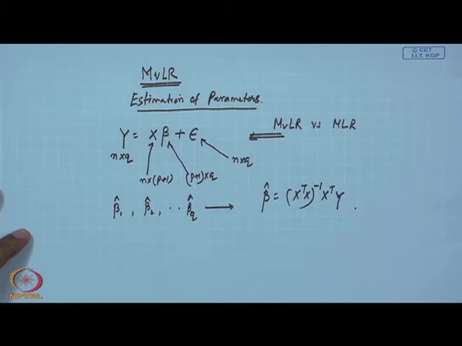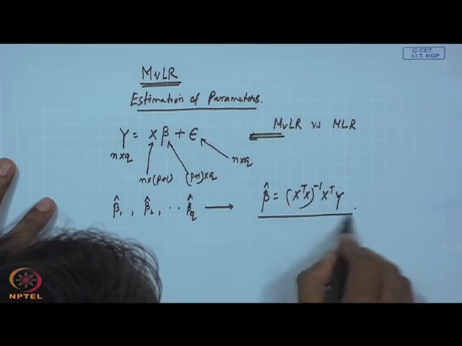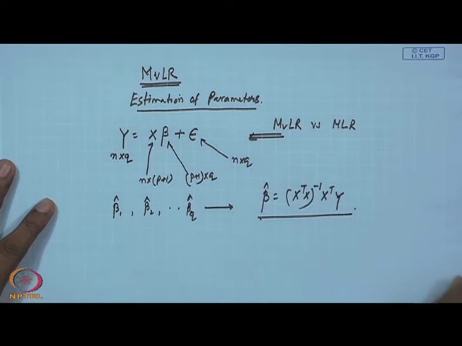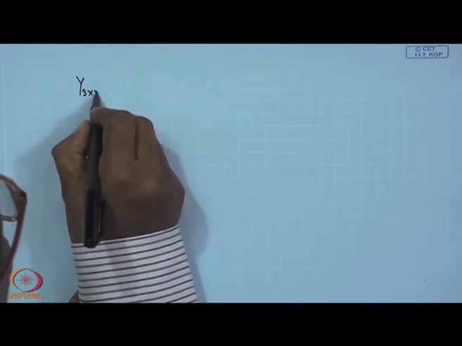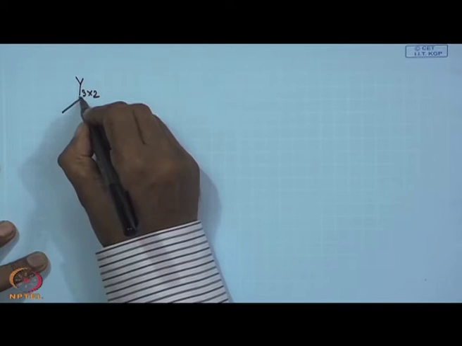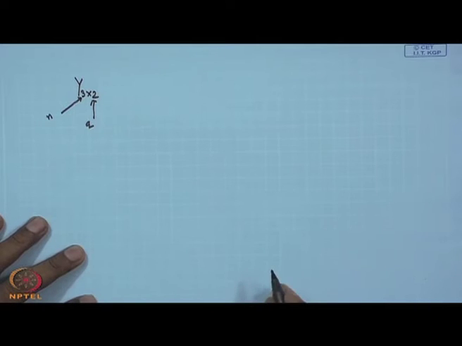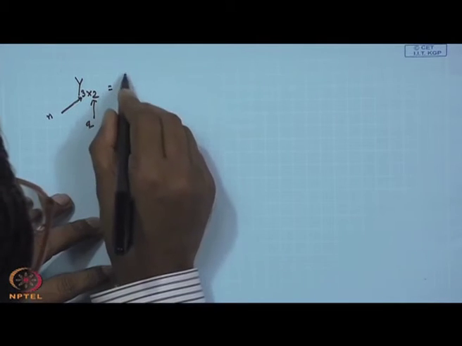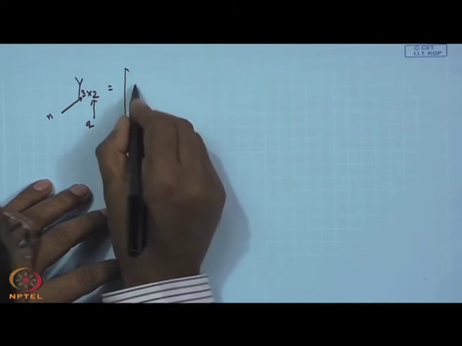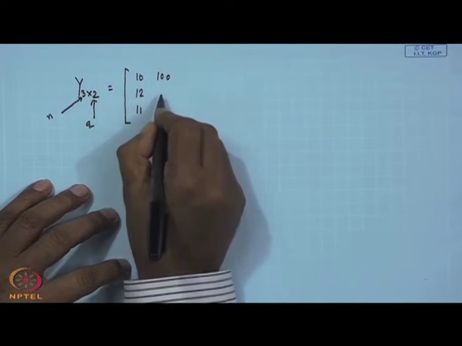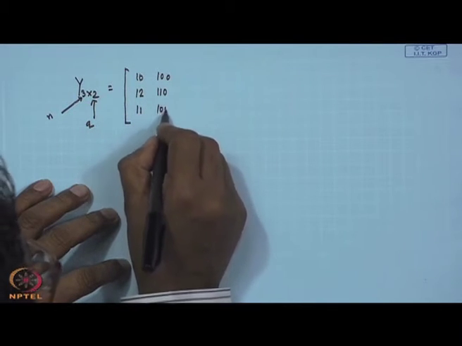So now we will discuss with an example how we can estimate this beta cap. Let us take a very simple small example where y is 3 cross 2, that means n is 3 observations, q is 2. So on 2 dependent variables, the values are 10, 12, 11, 100, 110, 105.